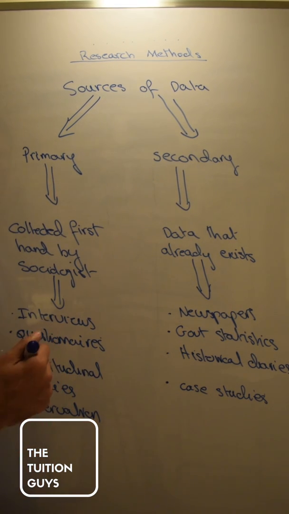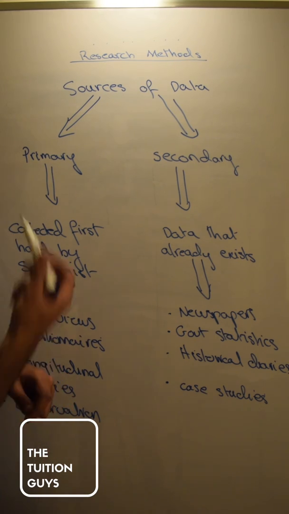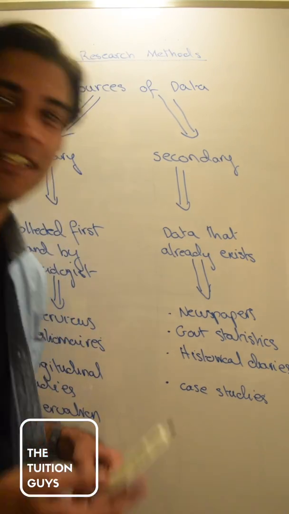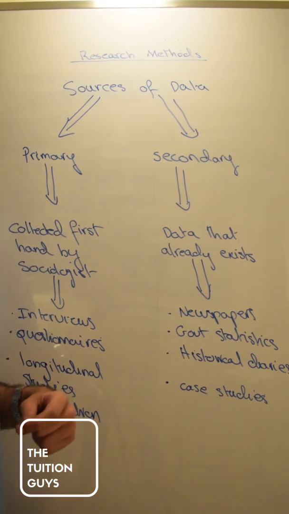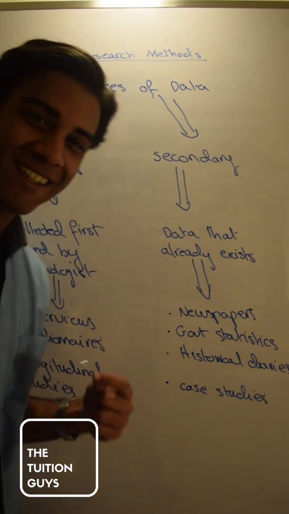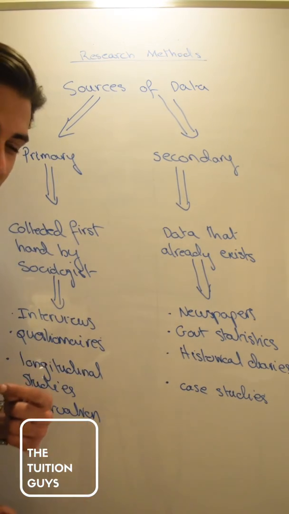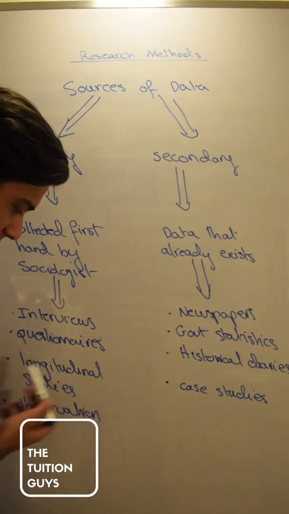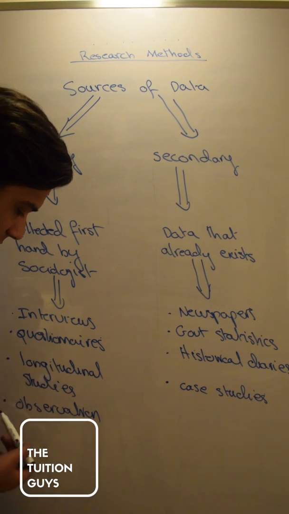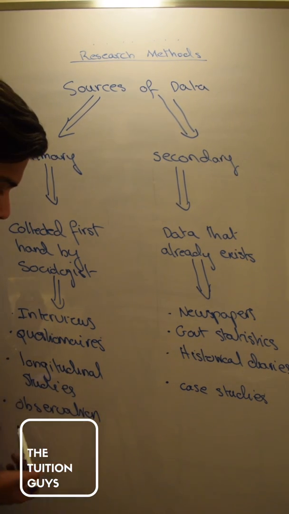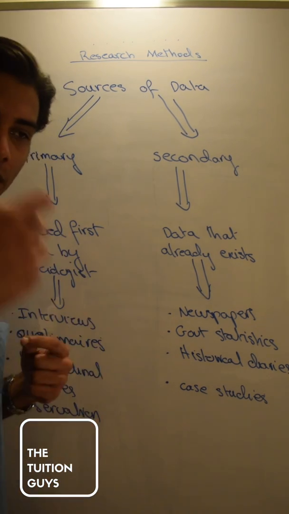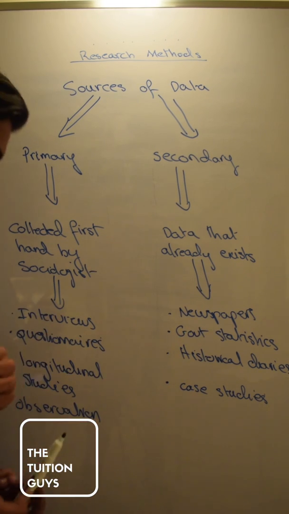sources of data. The first of these is primary data, which is data which is collected firsthand by the sociologists themselves. And I'm going to constantly lean back and forth in this frame to explain things. So this is data that's collected firsthand by sociologists. And this could include things such as interviews, questionnaires, longitudinal studies, and observational studies. This could include participant or non-participant observation, and within that we have a further subcategory of covert and overt participation.